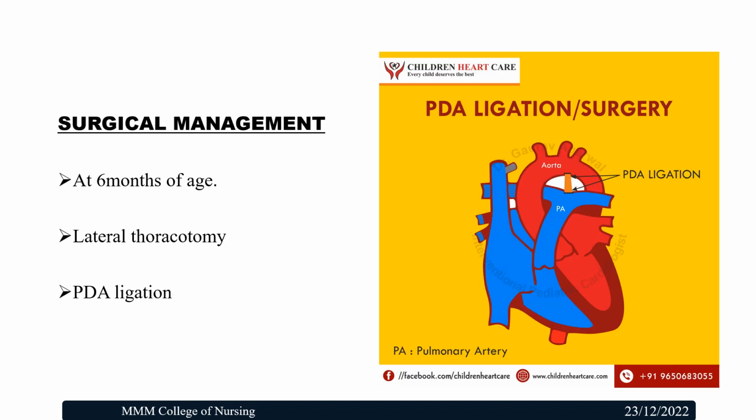Next, coming to the surgical management. Surgical management is usually done at 6 months of age, by lateral thoracotomy, where the PDA is being ligated. So the patent ductus arteriosus is being ligated. You can see in the pictures how it is ligated. Both are ligated.